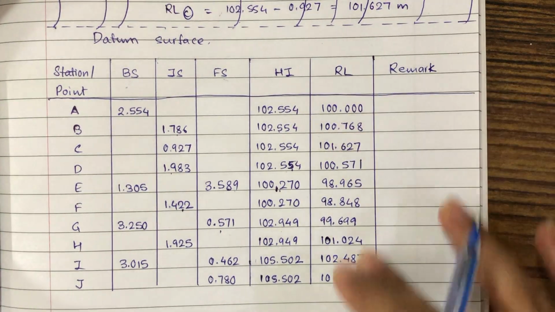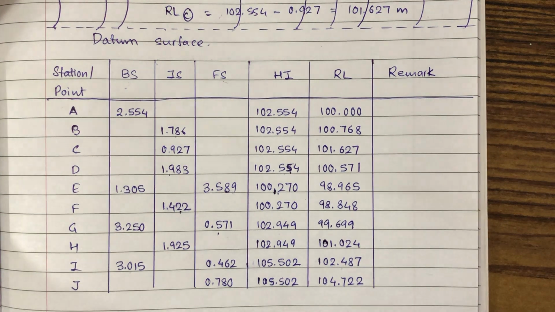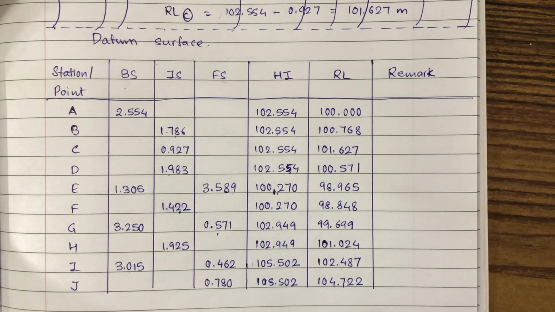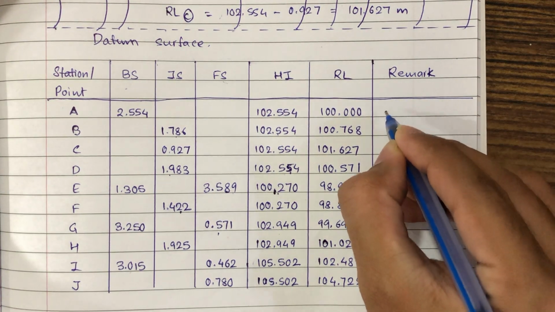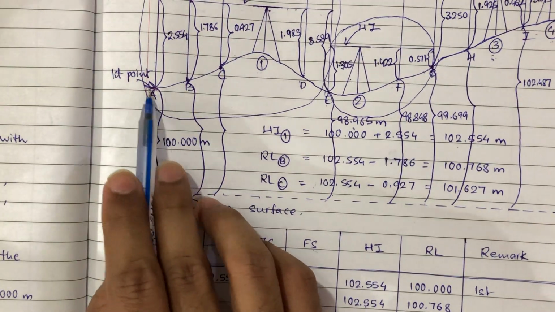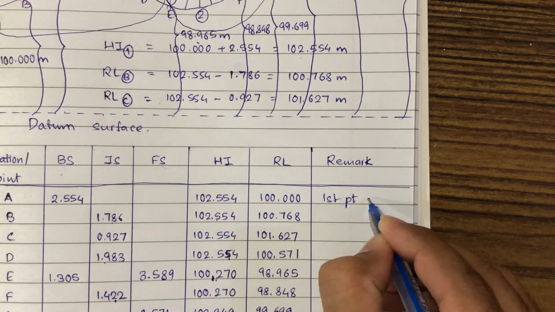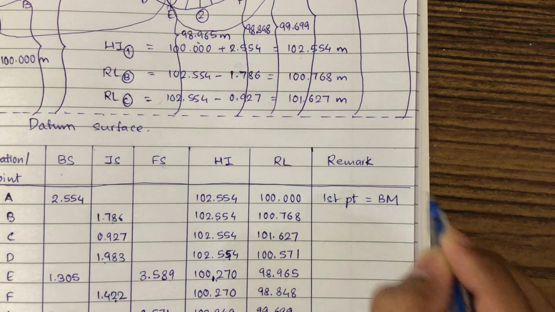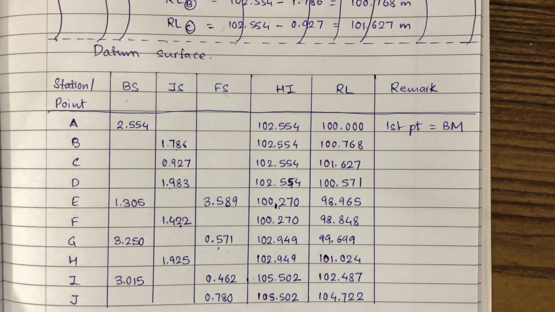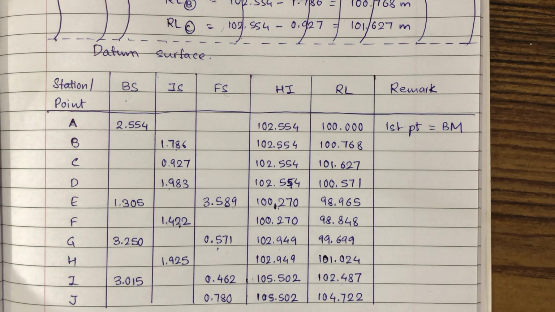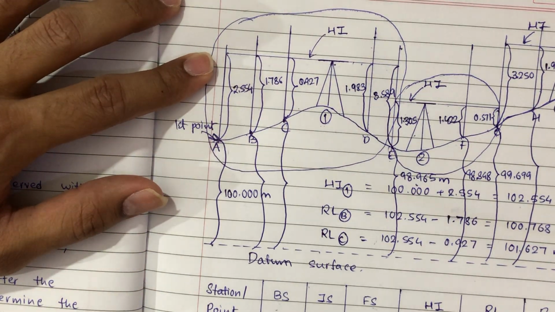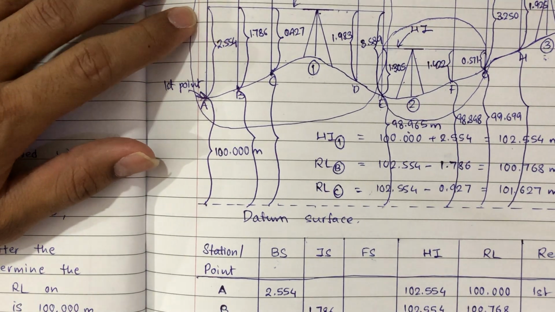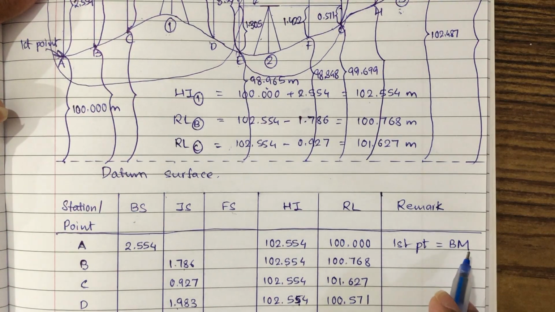Now you have found out the RL of all the points. This is what you have to find out. Now in the remarks column we can write that A is the first point. We have already mentioned that A is the first point, which is equal to the benchmark. Now what is a benchmark? A benchmark is a point of known elevation. This elevation or height was already known to you. So always the first point will be called the benchmark, BM.